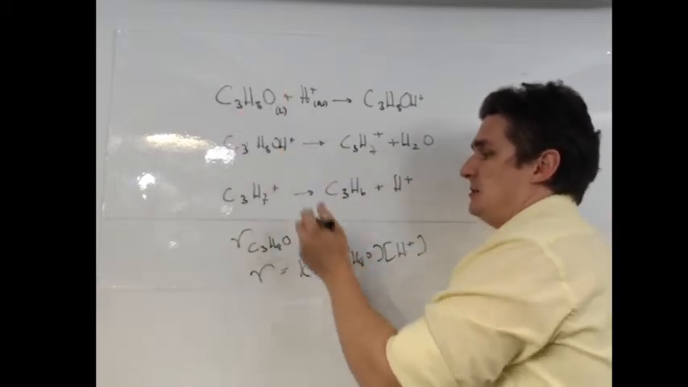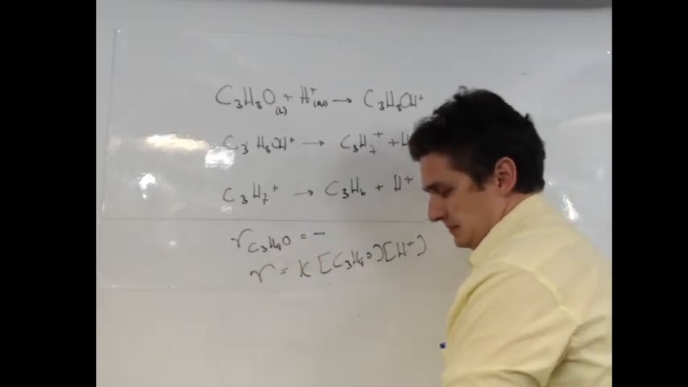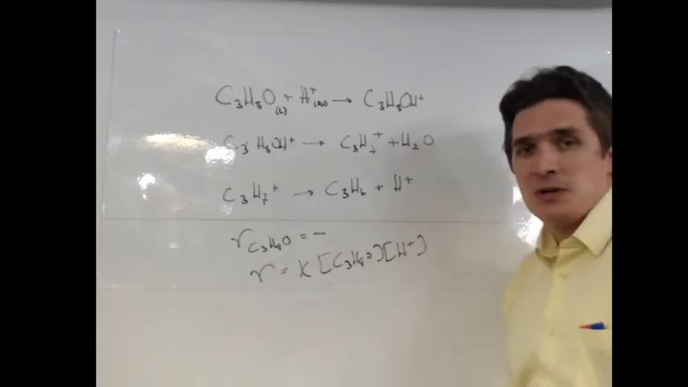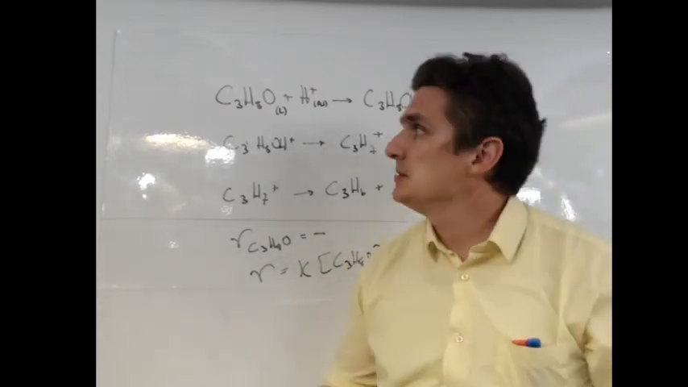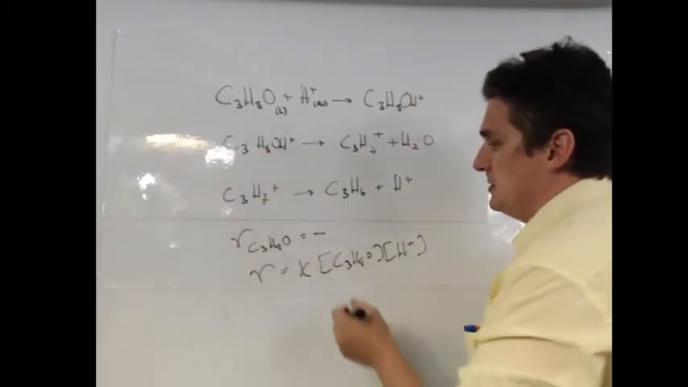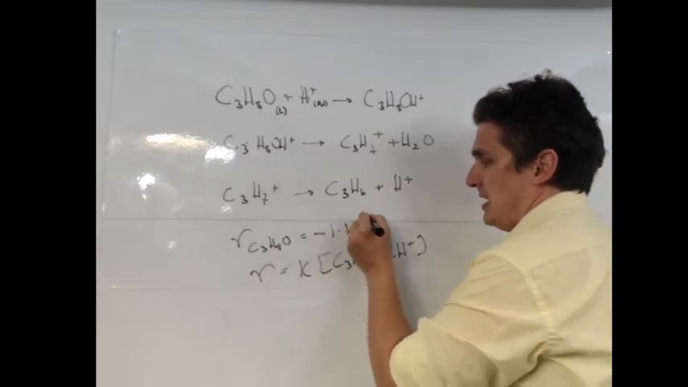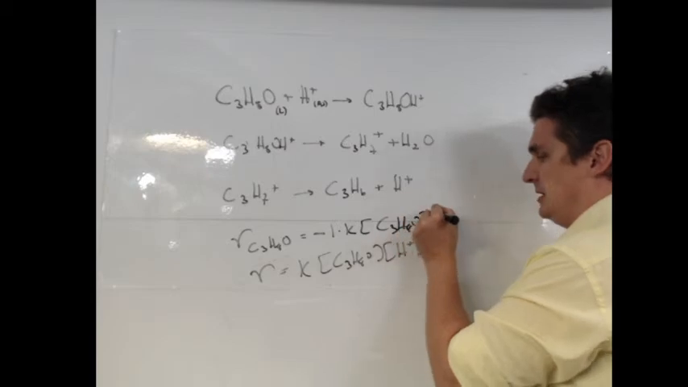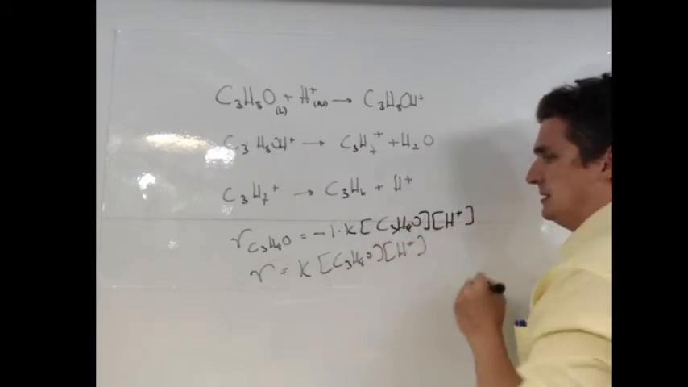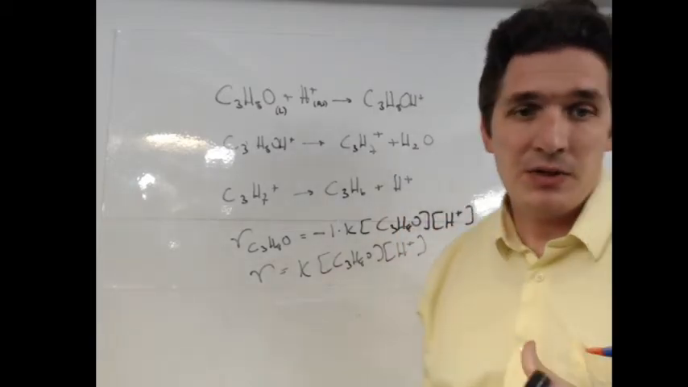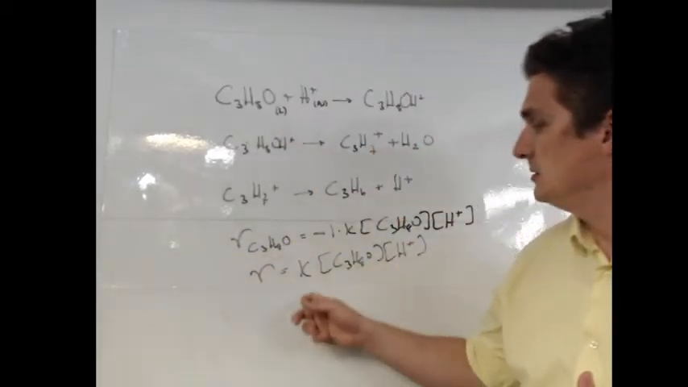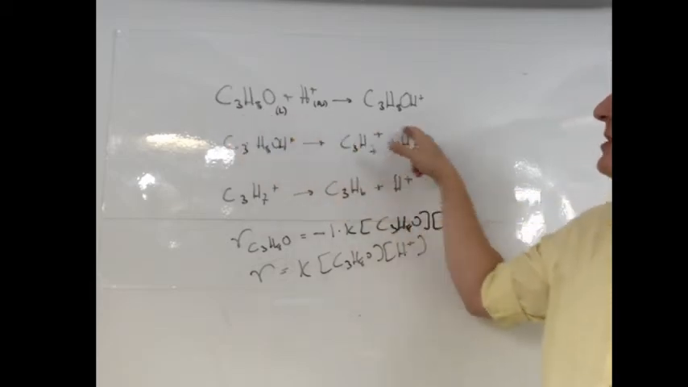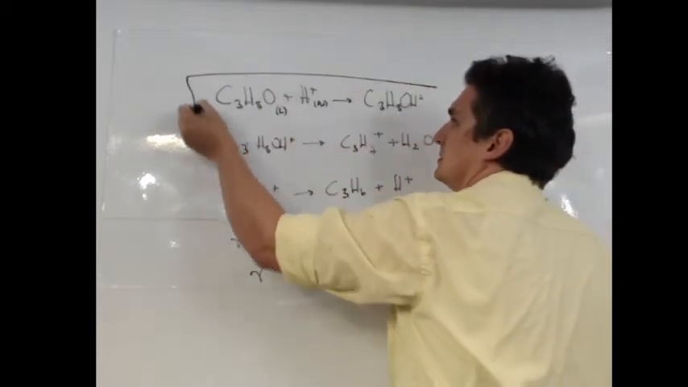To convert this to the rate of C3H8O, what we need to ask ourselves is, one, is it a reactant or product? Since it's a reactant up here, it's going to have a negative change. Now, the next question is, what's the coefficient in front of it? There's a 1 in front of it, so it's going to be negative 1 times K, C3H8O, concentration of H+. So that would be the rate law for finding the rate of consumption of C3H8O based on this reaction.